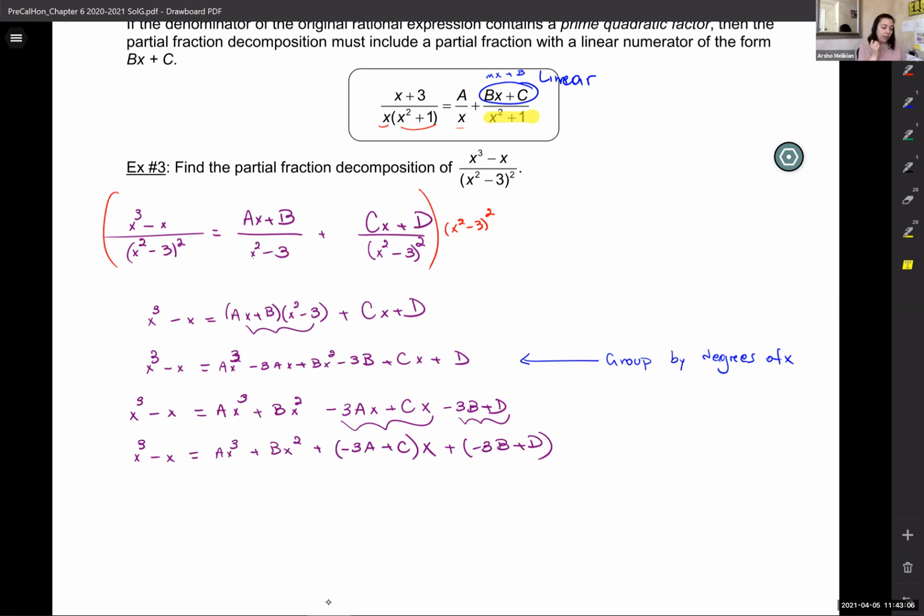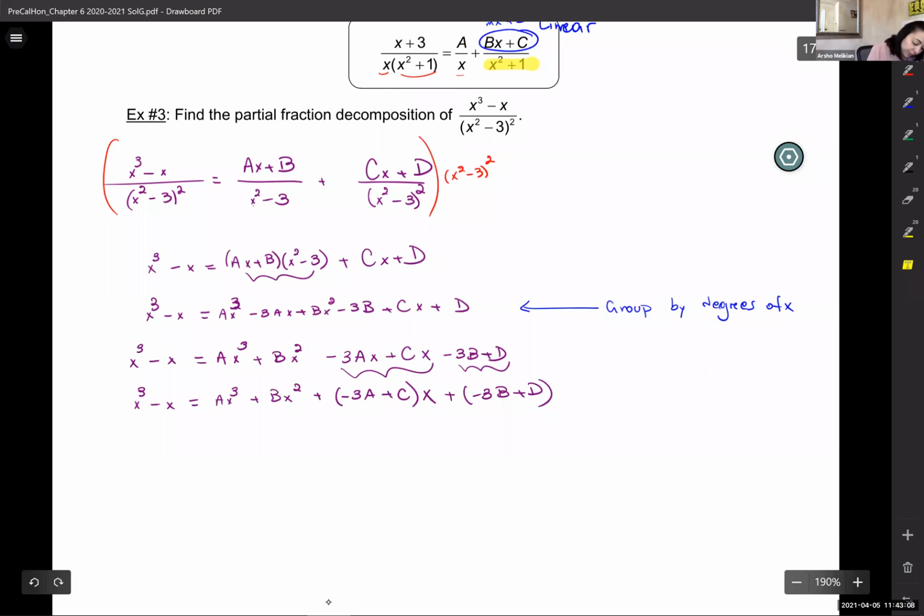Okay, now here's what we're going to do. At this step, we're going to compare coefficients of like terms. And we're going to set them equal to each other.